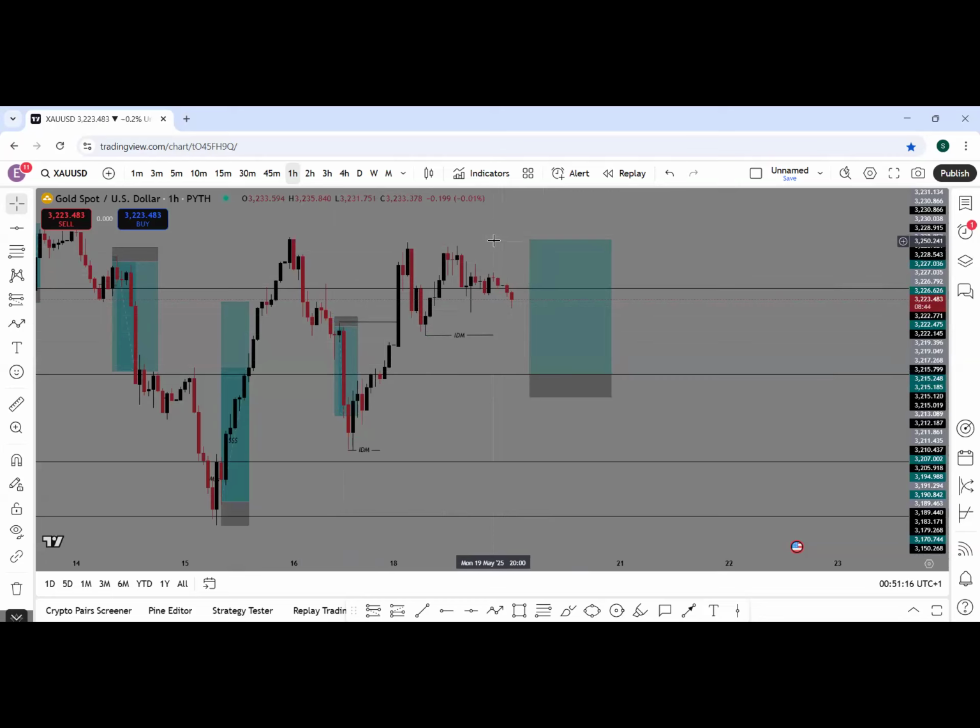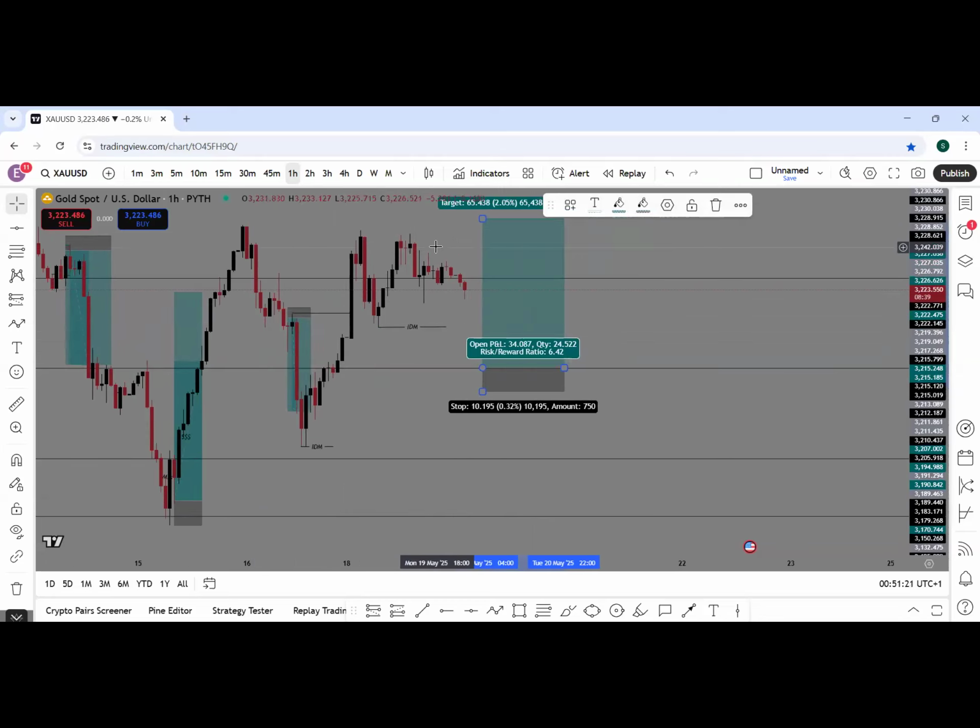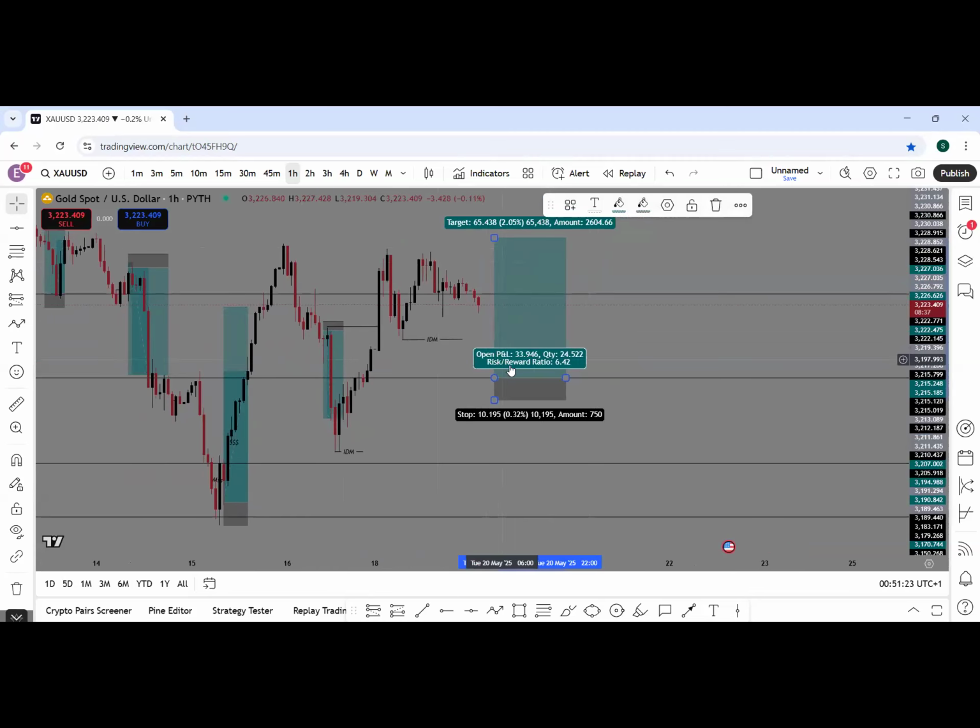Then my target is to take out this side here. That would be my exit point first, if price will respect this zone. But if price didn't respect this zone, then I'll be waiting for it.